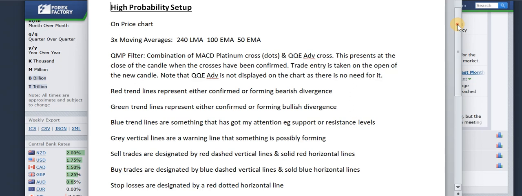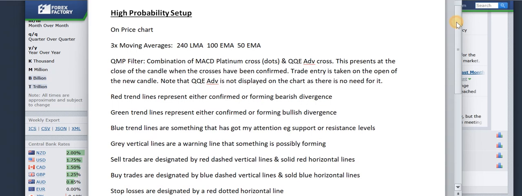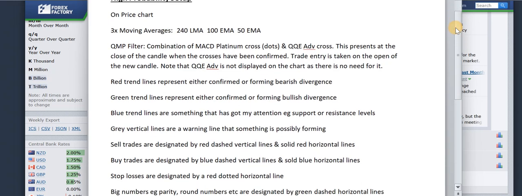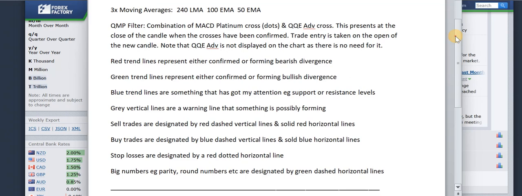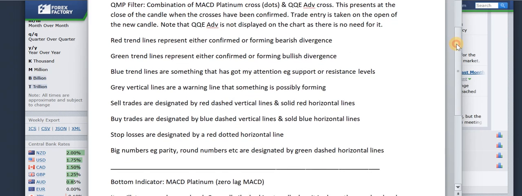I understand that English is not everyone's first language, or you don't understand my accent, I talk too quick or too slow. I get that. So just have a read of this, pause it. I'll just scroll down slowly so you can have a read and pause the video if you wish.